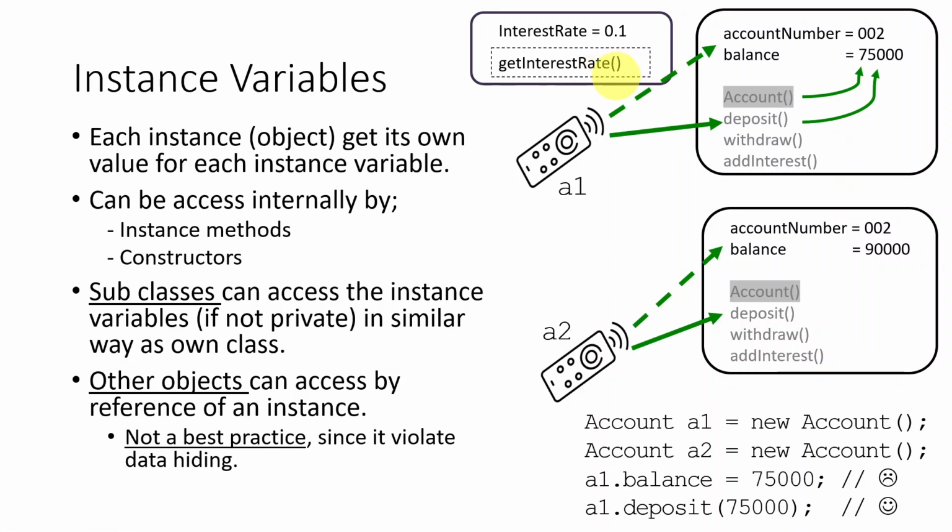When it comes to instance variables, you can access them through your constructor or instance methods. Your reference variables can access your instance variables directly, but that is not the preferred approach. The preferred approach is that your reference variables call the behaviors, and the behaviors access the instance variables.